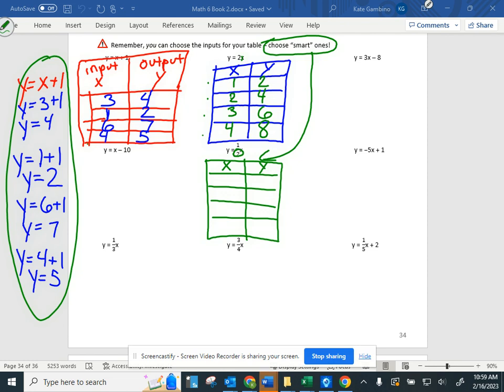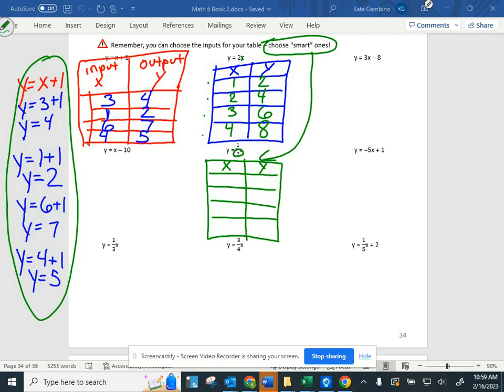Why does it matter what my x's could be? We're going to be dividing by 2. So what kind of numbers do I want for my x? JT? Like 1. So if I have a 1 for the x, is that easy to divide by 2? Is that going to give me a whole number? Because remember we said we're going to be graphing these in our next objective, and it's easier to graph whole numbers than fractions.